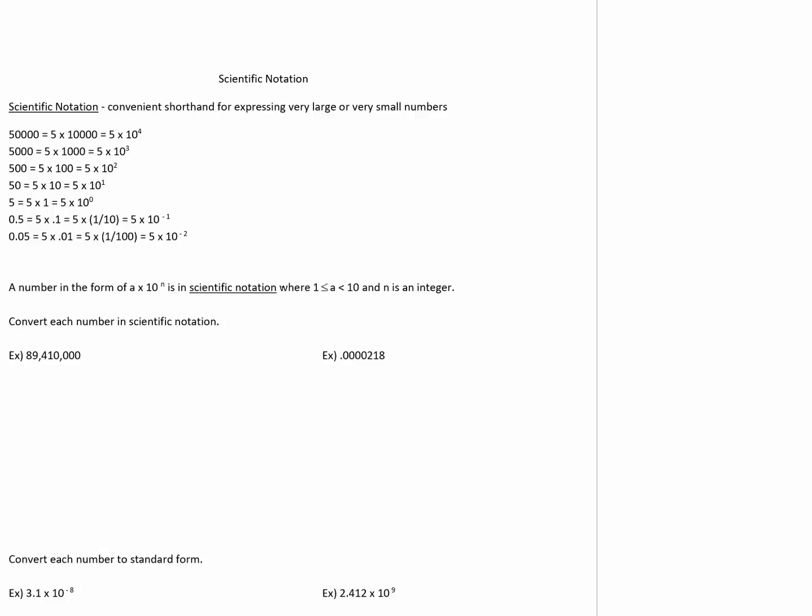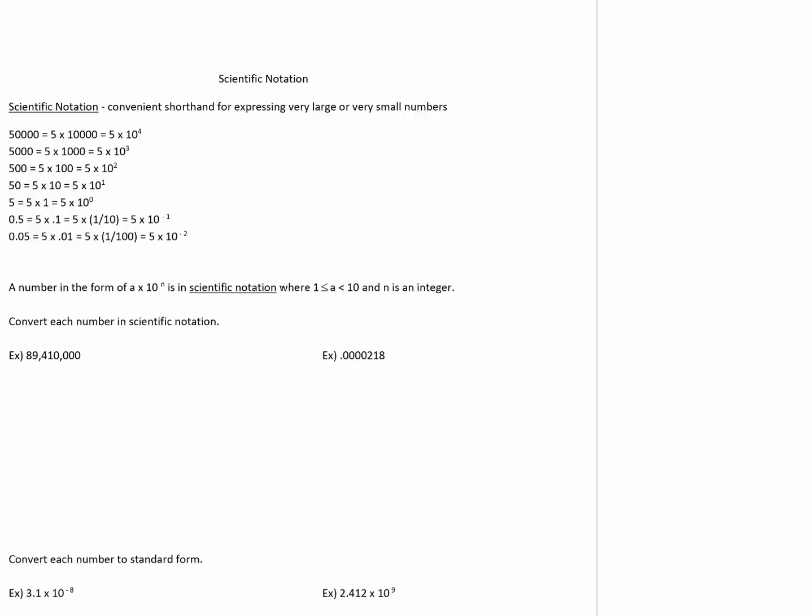So a number in the form of a times 10 to the n is in scientific notation when 1 is less than or equal to a, which is less than 10, and n is an integer. All right, so let's convert each number into scientific notation.